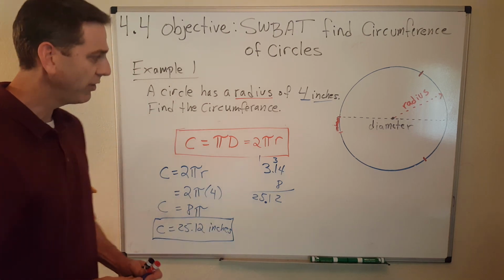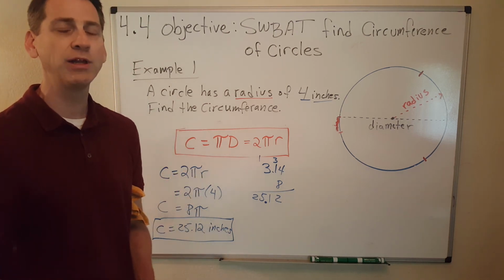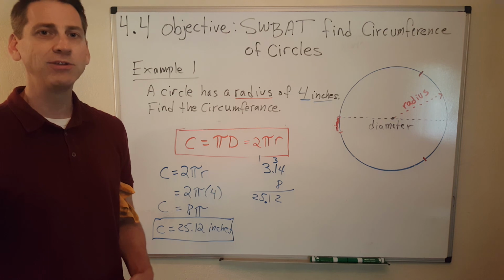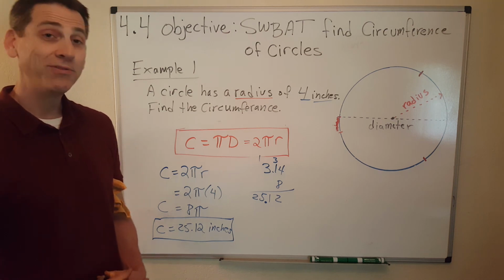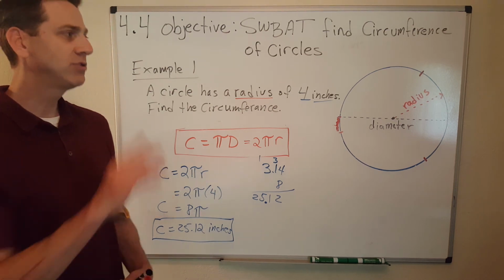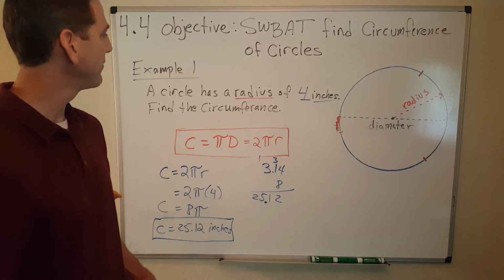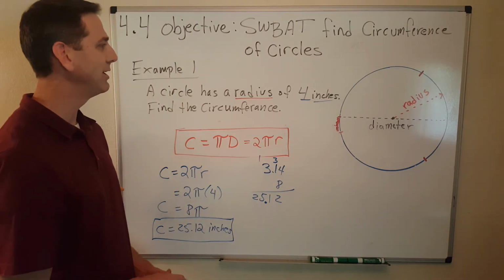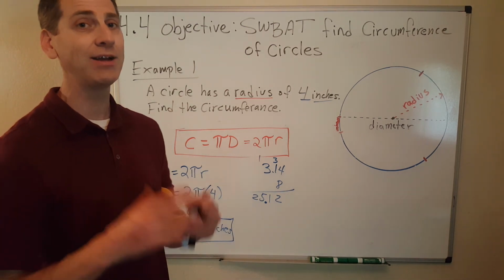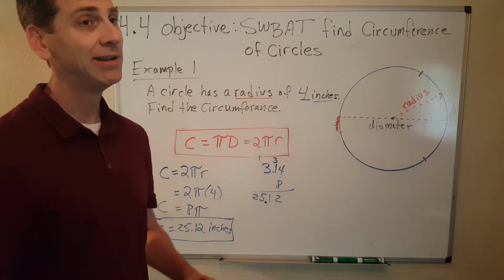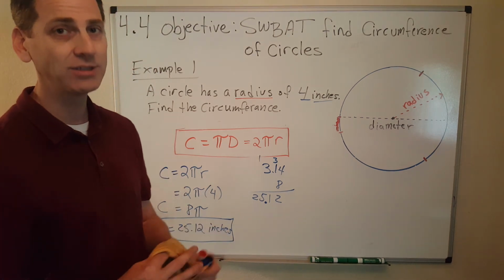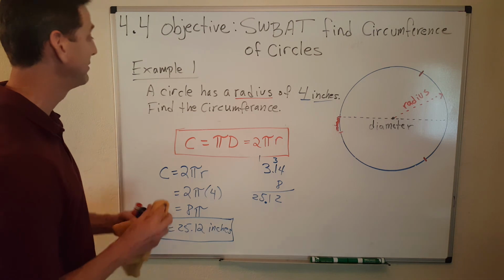Okay? So fairly straightforward. As long as you know the formula, you'll know how to do this, as long as you know how to multiply. Or if you have a calculator. Okay, let's do one more example, and this time I'm going to give you the circumference and ask you to find the radius. They'll also try to give you questions like this a lot of times on tests.